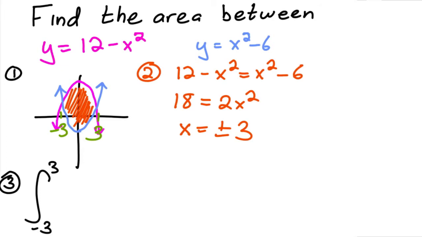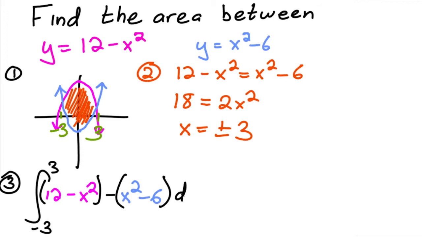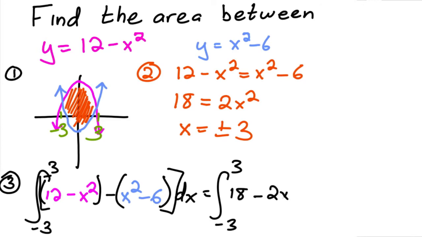bottom. So my top function is 12 minus x squared. My bottom function is x squared minus 6. So I have 12 minus x squared minus x squared minus 6 with respect to x. So that's my integral. Okay, so then this gives me the integral from negative 3 to 3 of 18 minus 2x squared dx.